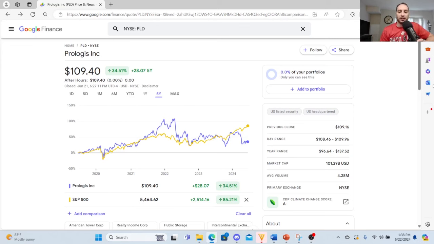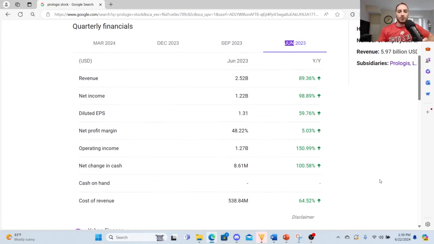Year range is 96.64 to 137.52. Day range is 108.46 to 109.96. Previous close is 109.16. Yes, this is one that I need to get to 100 plus shares because the revenue trends and dividend growth have been phenomenal. I'm going to go over the recent revenue trends. FFO is pretty stable, by the way. So let's go over the revenue trends. Going over the recent trends, this is very attractive.